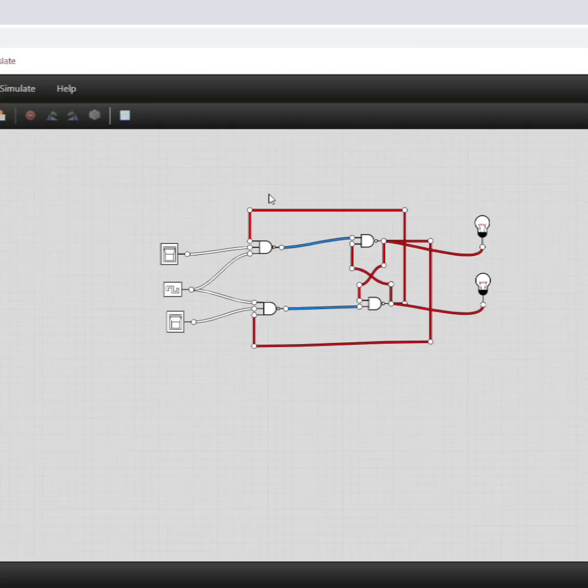This is the logical representation of JK flip-flop. For JK flip-flop, you need 2 switches, 1 clock, 2 NAND gates with 3 input, 2 NAND gates and 2 bulbs for the output.